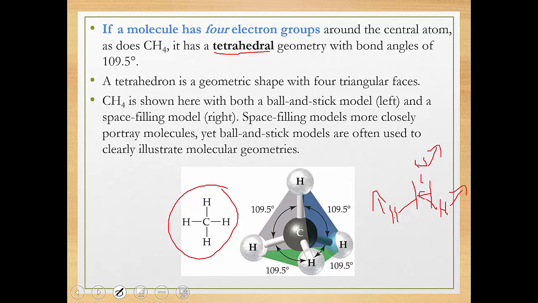Now, with tetrahedral bond angles, if you think about how this is arranged, here's my carbon in the middle and the hydrogens all get pushed as far away from each other as they can. Dividing that whole sphere up, I've got 109.5 degrees between each of those. A tetrahedron is a geometric shape that has 4 triangular faces. That's what we're looking at, a tetrahedron. It's a tetrahedral geometry. What they're showing here is what's known as a ball and stick model.